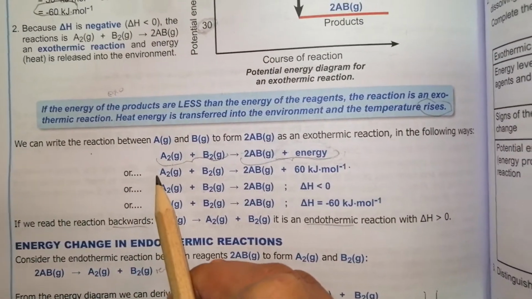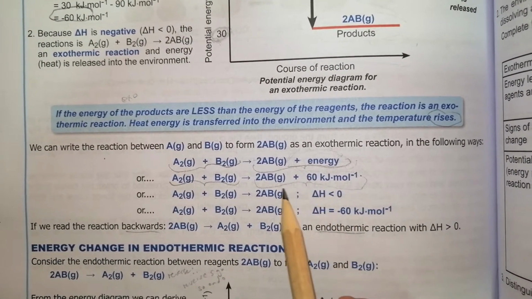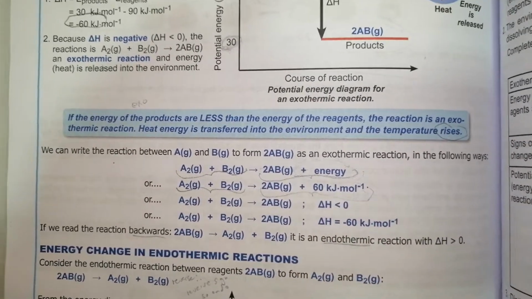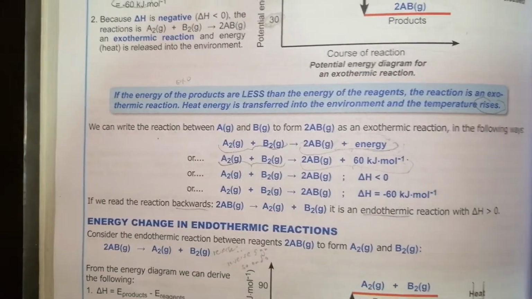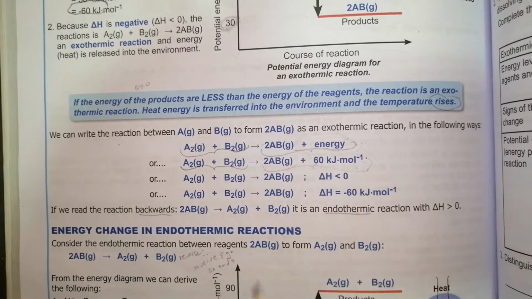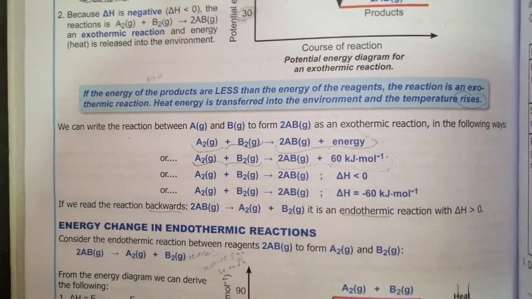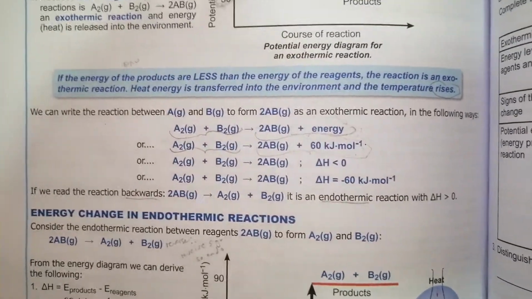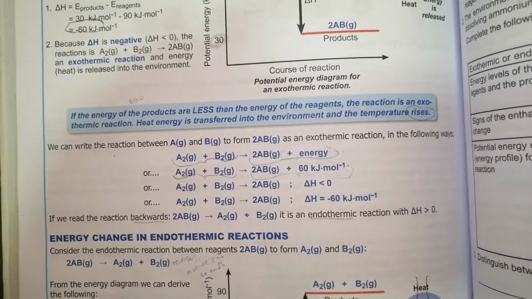Now here again, A2 and B2 are the reactants, and 2AB plus 60 kilojoules per mole is the products. Since you have 60 kilojoules per mole, what is it? It is the energy released in the reaction. It's delta H. Since it is part of the products, they're telling you this 60 kilojoules per mole is a product, and if it's a product, it means you're releasing it. You're getting rid of it. So if you write the energy as a product, again, it will be an exothermic reaction.